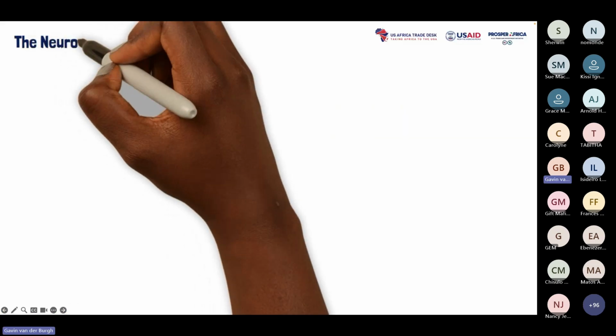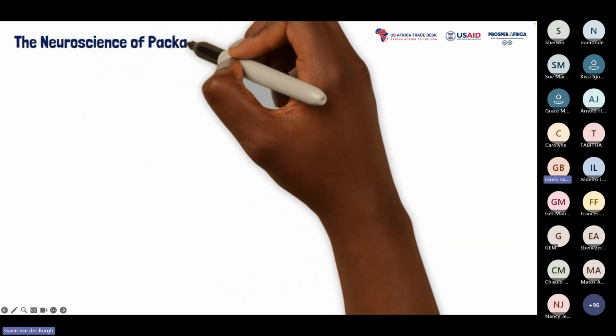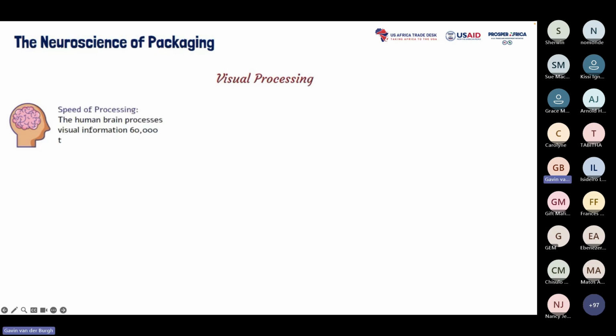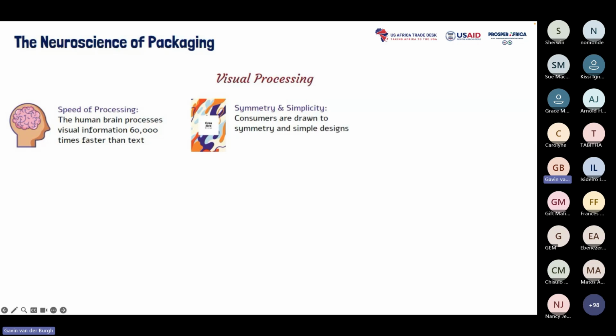So let's talk about the neuroscience behind packaging and visual processing. Speed of processing. The human brain processes visual information 60,000 times faster than text. Just think about when the image of the brain came onto the screen today, how quickly you recognized that it was a brain rather than actually having to read that text.